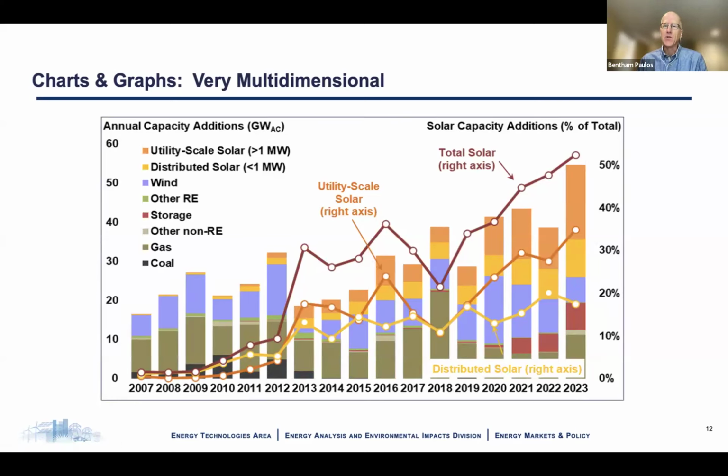This is an example of a very multidimensional one from one of my colleagues at the lab. It has lots of things going on all at once. It's got two vertical axes with different metrics, capacity on the left and percentage on the right, or gigawatts on the left. The use of color to show different technologies under the stacked bar. This is new generation added. And then for the right axis, it has these lines going along with dots for each year. So the lines themselves are color coded.